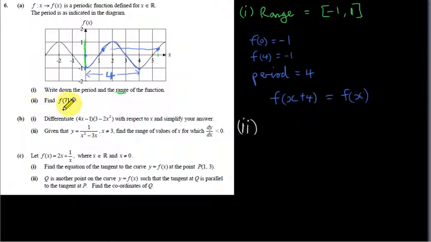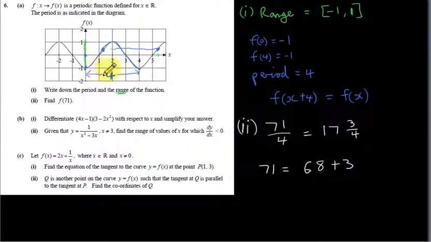We want to find f of 71. Now we can use the fact that we have a periodic function to extrapolate the value of y when x is 71. If we look at 71 and divide it by the period, this interval here, which is the range of x values for which the function repeats itself, we get 17 3/4. That means we can write 71 as 4 times 17. 4 times 17 is 68, and we have 3 left over.